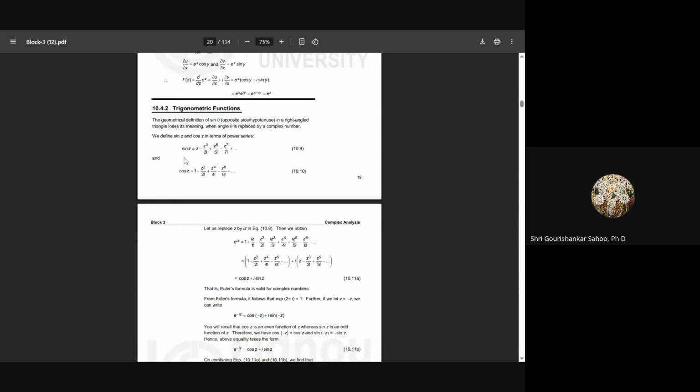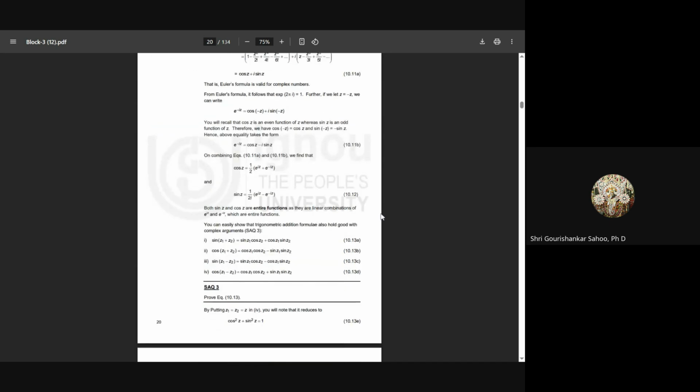For trigonometric functions, you can write sin z is equal to z minus z cube by 3 factorial plus z to the power 5 by 5 factorial minus z to the power 7 by 7 factorial. Similarly, for cos z, you can write 1 minus z square by 2 factorial plus z to the power 4 by 4 factorial minus z to the power 6 by 6 factorial. Similarly, you can have tan z, which is sin z by cos z, and the other functions.